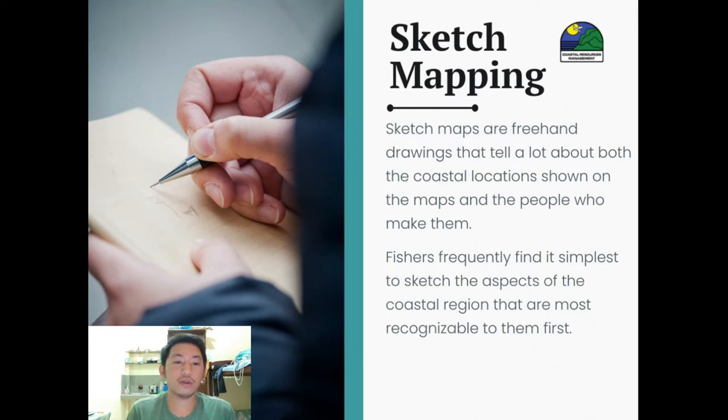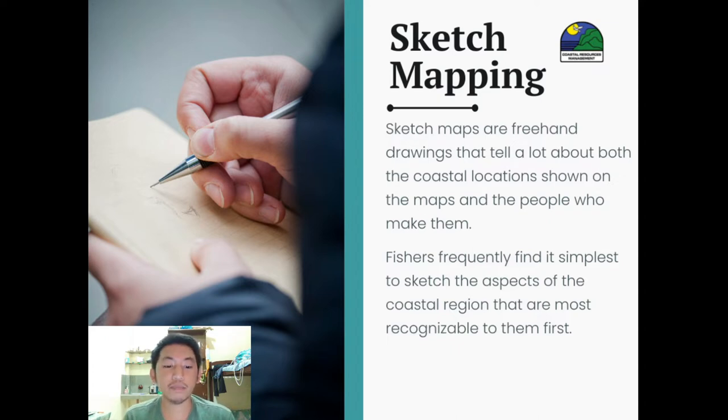Sketch maps are freehand drawings that tell a lot about both the coastal locations shown on the maps and the people who make them. They can be especially beneficial in the early stages of PCRA. Because these maps begin with a blank sheet of paper, they give the least biased picture of how fishermen perceive their surroundings. In other words, they provide a peek at the fishers' mental maps of the coastal environment.